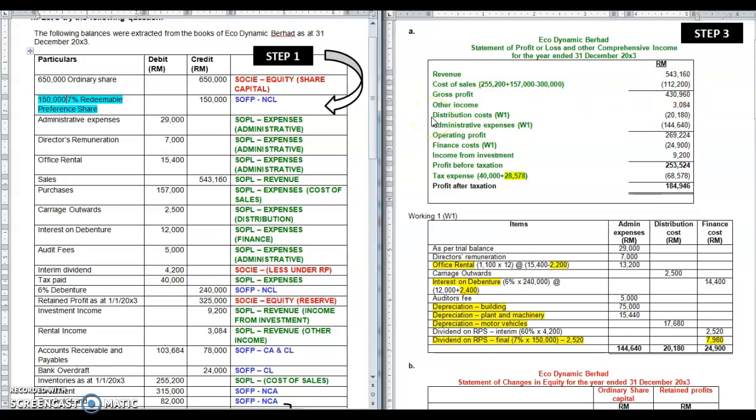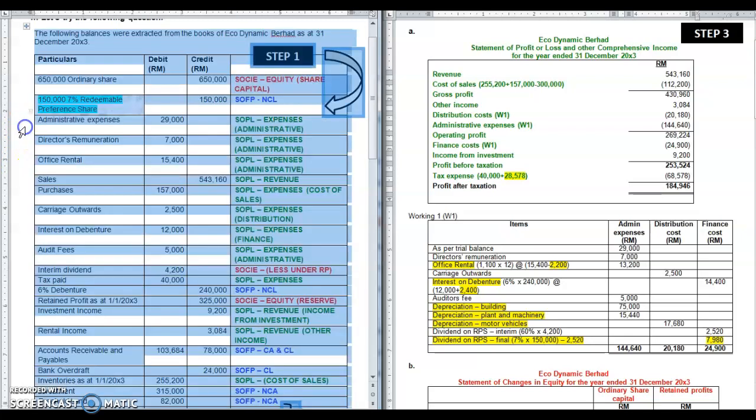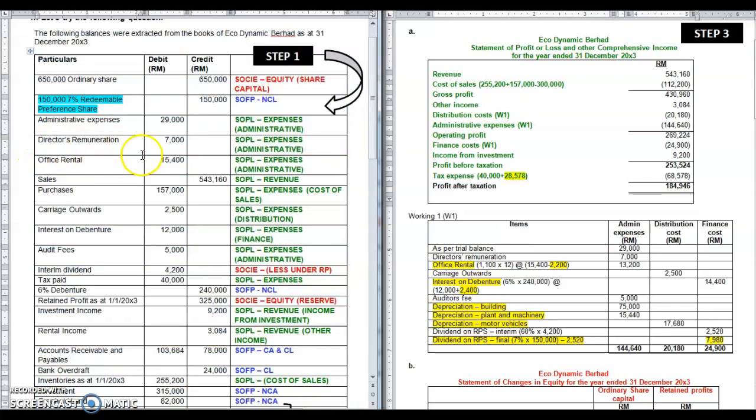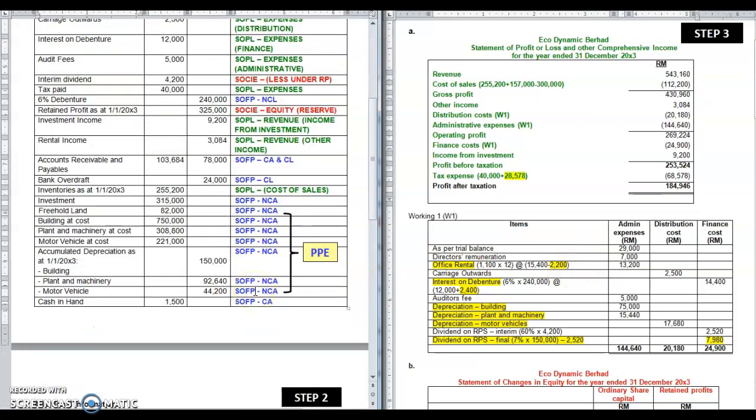Now remember, for the expenses, as I mentioned to you, you have to group them into their function. So from the closing balance in the question, you have to classify each of the expenses into the correct function. As an example, I've jotted down here that director's remuneration is part of administrative, similar to office rental.